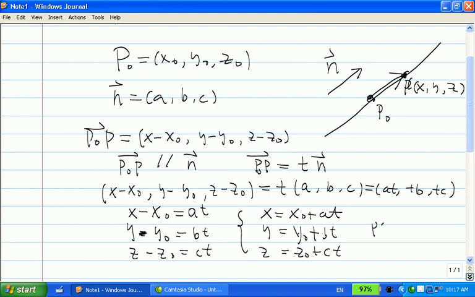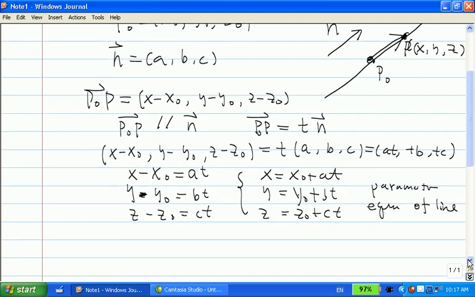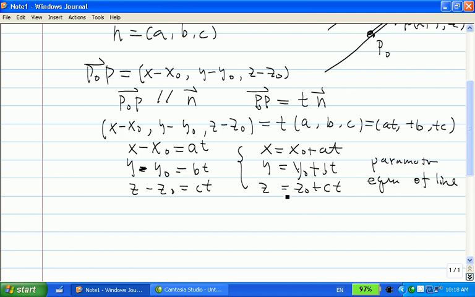This is what we call the parametric equation of the line. What do we mean by that? For any given t, you plug in, knowing x0, y0, z0, a, b, c, and you can find a point x, y, z. For a different t, you get a different point. Now, if you connect all those points, they will form the line you are looking for. So this is called the parametric form.